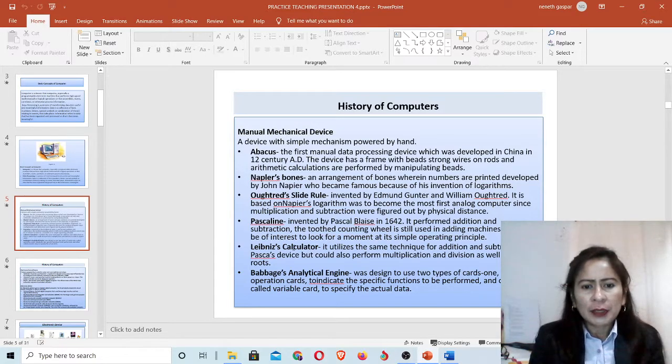Leibniz's calculator utilized the same technique for addition and subtraction as Pascal's device but could also perform multiplication and division as well as square roots. Next, Babbage's Analytical Engine was designed to use two types of cards: one called operation cards, to indicate the specific functions to be performed, and the other called variable cards, to specify the actual data.